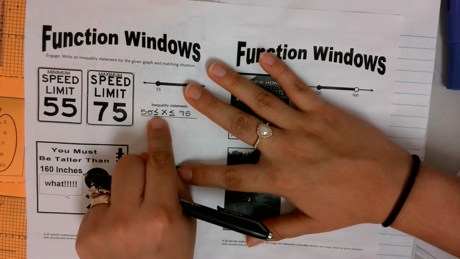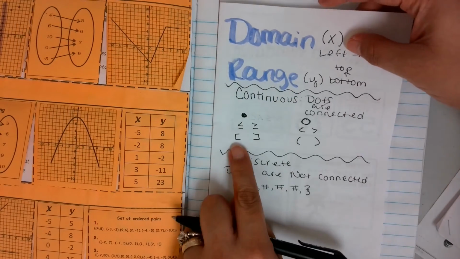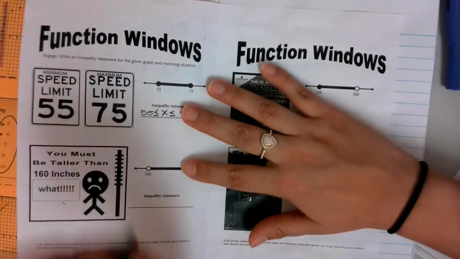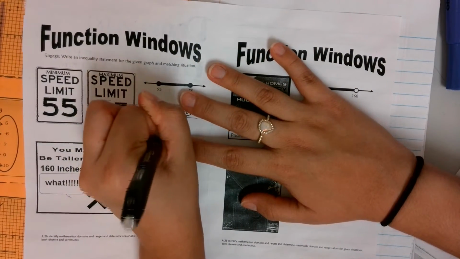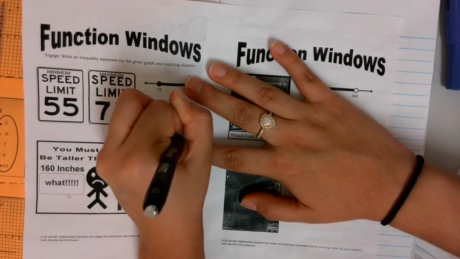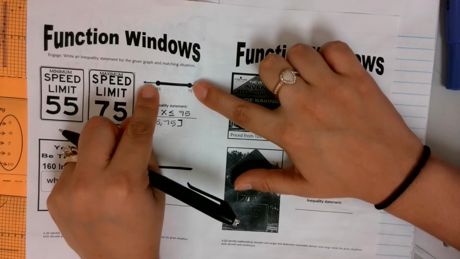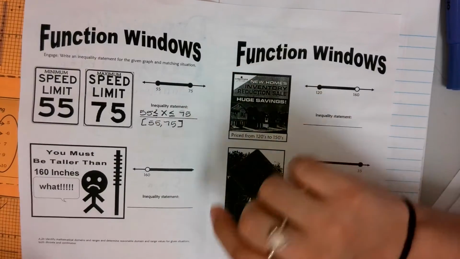Okay, well, I have a line underneath. I have the equal to. So that implies that I can use brackets. So that's one way, or I can write it like this. Bracket 55, 75 bracket. We also know that they have closed circles. Remember, closed circles mean equal to.